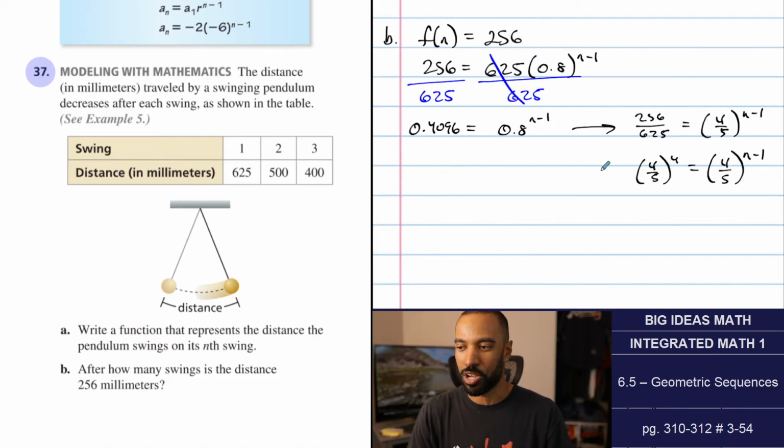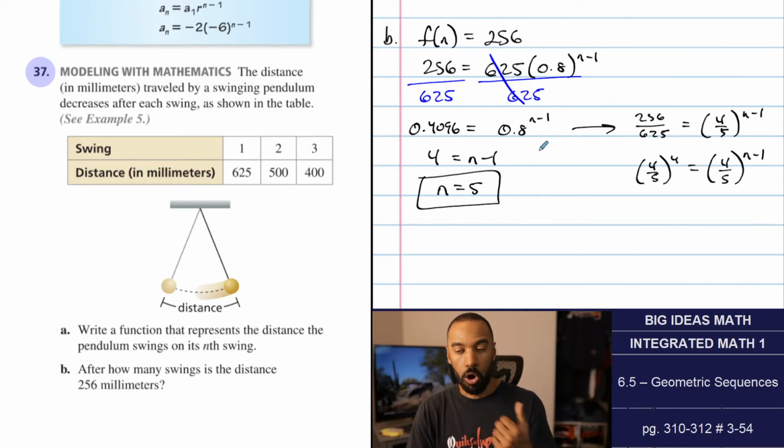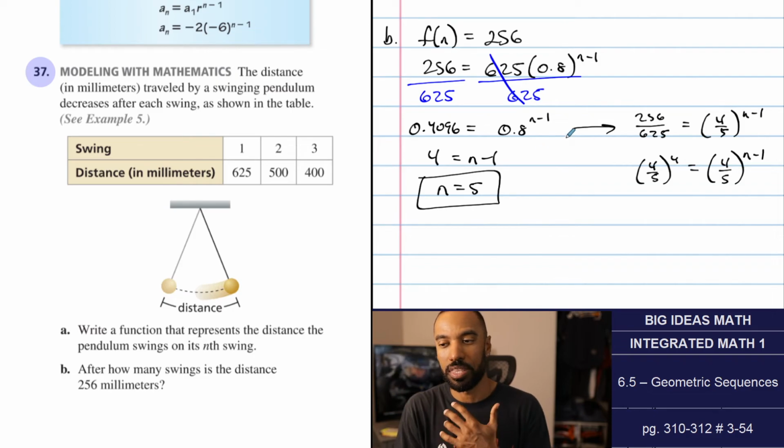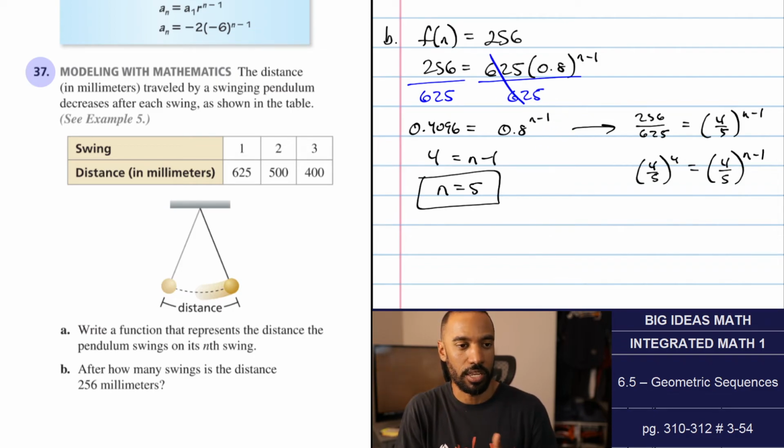Now that these bases are the same, I can set these exponents equal here, and you'll get n equals 5. Remember, n should never be a non-whole number. It should be 1, 2, 3, 4, 5, 6, 7 in these cases because it is within the sequence that we're answering this thing. So n equals 5.